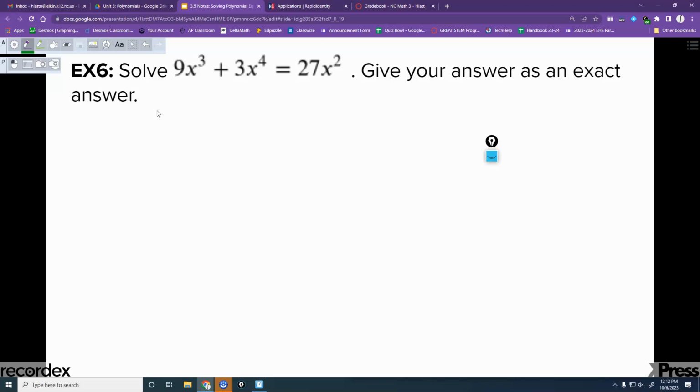We would move this over here. I would also write these in descending order, so I'd put the 3x to the 4th first. Okay, hold on. Let's try this again. We got 3x to the 4th plus 9x to the 3rd, and the minus 27x squared will go last. So having your exponents in descending order is going to make it easier to factor. Okay, once I get everything to one side, I've got to look for a greatest common factor.